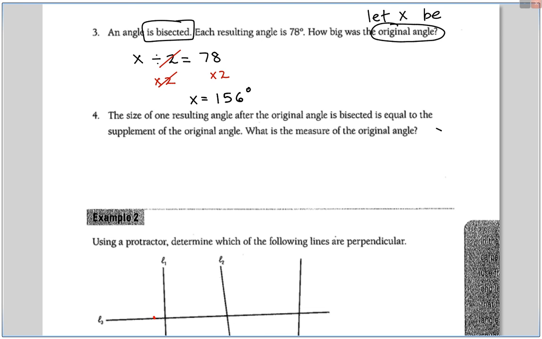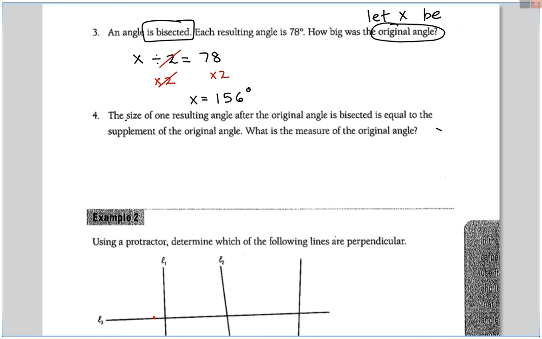Now number 4, it's very similar but a little bit more challenging. It says the size of one resulting angle after the original angle is bisected is equal to the supplement of the original angle. So number 4 is quite challenging in the sense that you have to build an equation from the words.